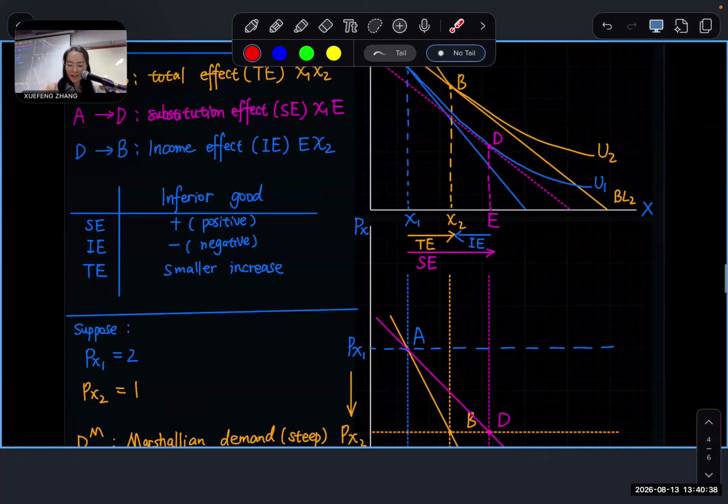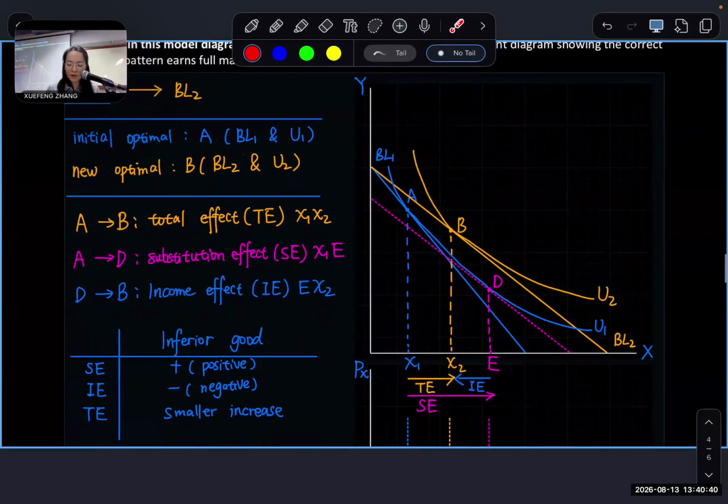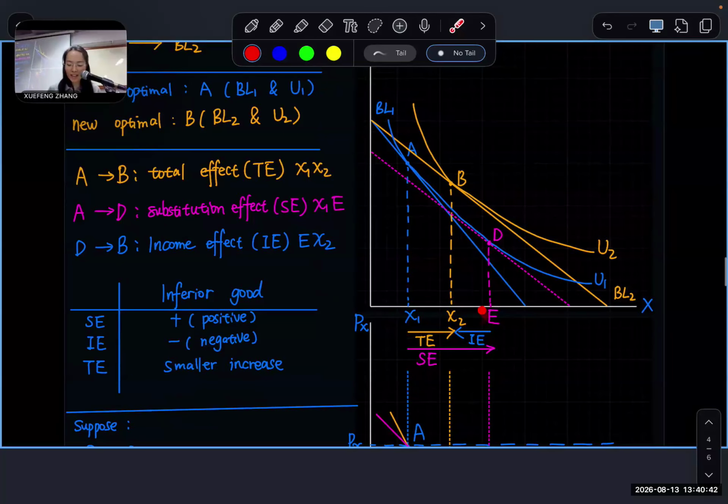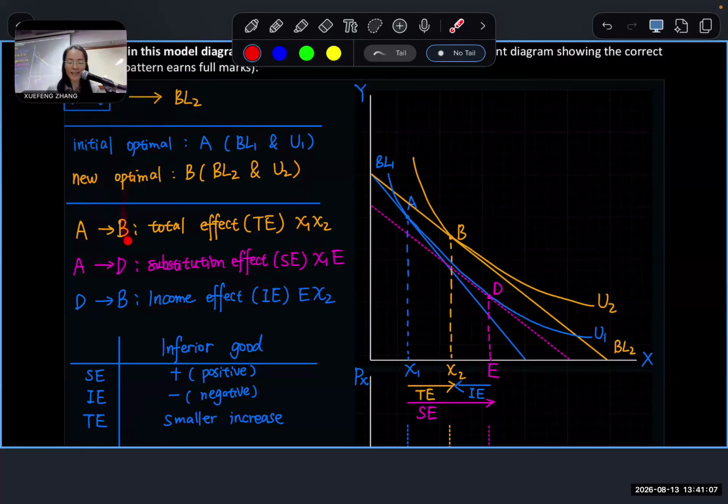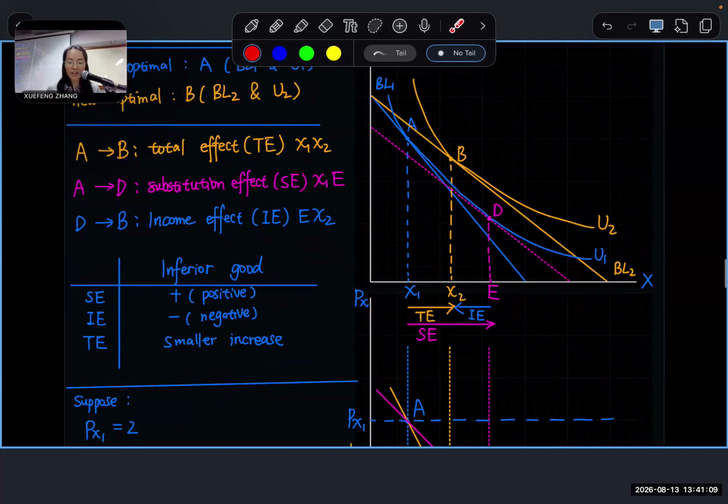Also, one more thing. When you draw this graph, you need to explain to me, okay? I need to see that. Which direction to which direction, okay? So here, from A to B is the total effect. I use TE to represent. From A to D, which is the substitution effect. And from D to B, which is the income effect. I need to see this one. Everything that I wrote down here, you'd better to try to understand and show me.